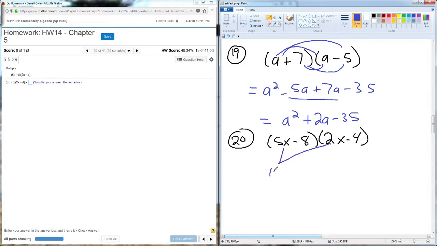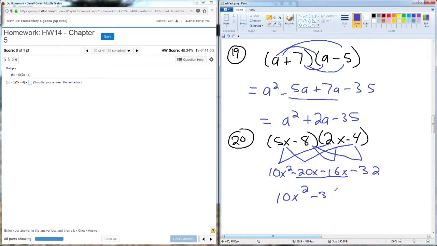The front two is 10x squared. The outer two is 5x times negative 4. 5 times negative 4 is negative 20, and there's an x. Negative 8 times 2 is negative 16x. And negative 8 times negative 4 is a negative 32. Combine like terms last. So a negative plus another negative, just add those negatives together. You borrow 20 bucks and you borrow 16 bucks, that means you owe a total of 36. Minus 36x minus 32.